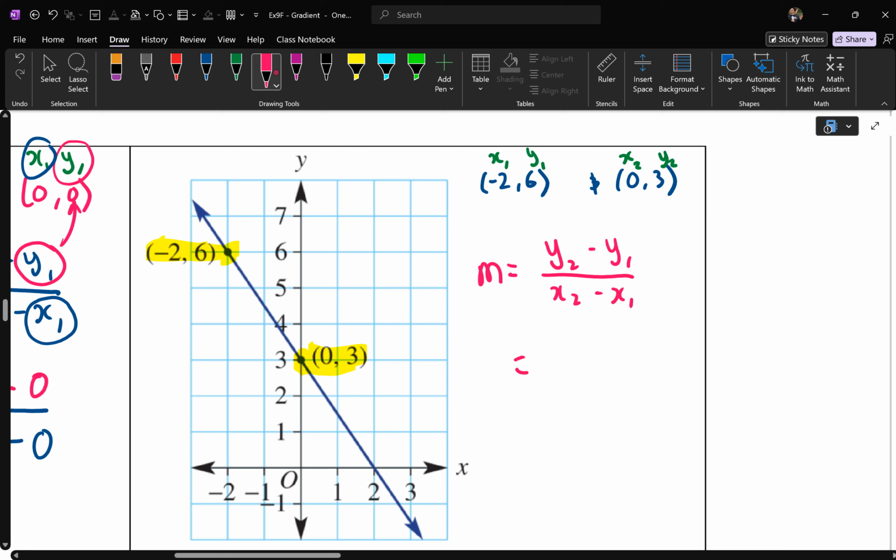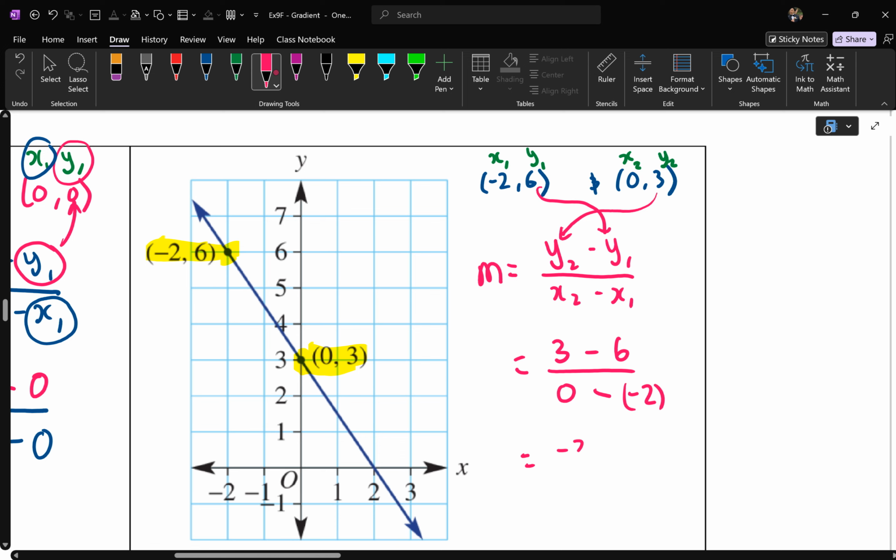If you follow the rule, can you see now which one's my y2? y2's over here. That's now 3. Take away, which one's my y1? That is 6. So minus 6 divided by, which one's my x2? x2 is clearly my 0, minus which one's my x1? That's negative 2. And you can do this on a calculator if you want.